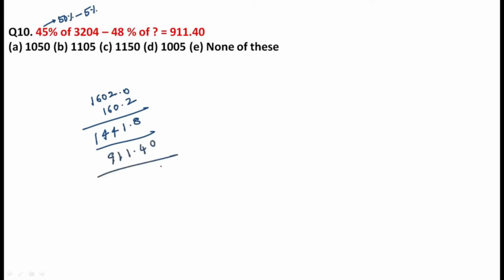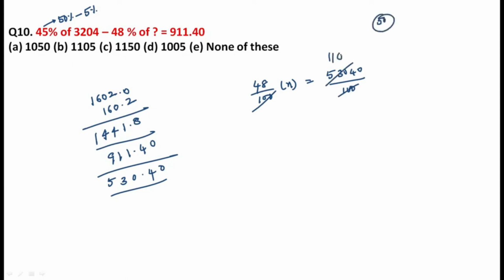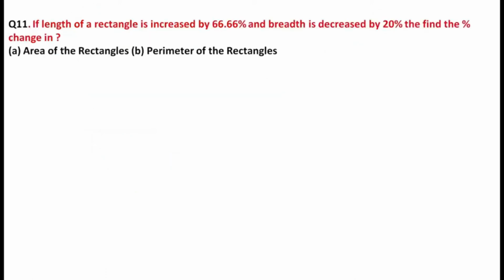Now again you can subtract, 911.40. Now it's 0, 4, 1 minus 1 is 0, 4 minus 1 is 3, 14 minus 9 is 5. So 530.40. Finally, 48 by 100 of x is exactly equal to 53040 divided by 100. You can cancel the hundreds. Now find the value. 48 ones are 48, so we are left with 50. Again 48 ones are 48, 48 zeros, and 48 fives are 240. Now the value becomes 1105, guys.